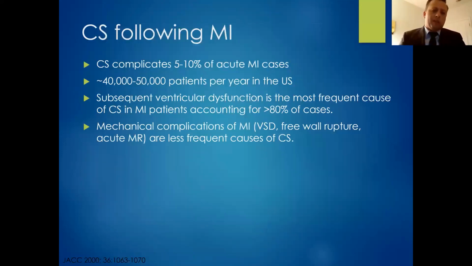But cardiogenic shock complicates about 5 to 10% of acute MI cases. That's 40 to 50,000 patients per year in the United States. And the subsequent ventricular dysfunction is the most frequent cause of cardiogenic shock in these MI patients. Less frequent causes of cardiogenic shock are the mechanical complications, whether it be VSD, free wall rupture, or acute MR.